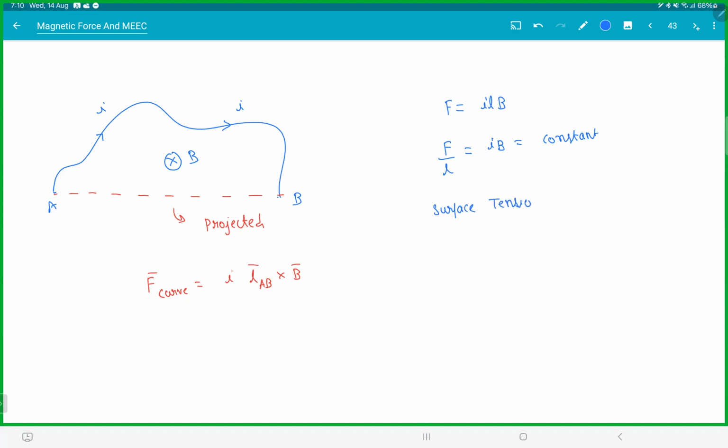Surface tension S is also force per unit length. So technically speaking, the equation doesn't care whether it is surface tension or magnetic force, because magnetic force per unit length is I into B. Current in a wire and magnetic field in the region are constant, so mathematically they will look identical. I hope you're getting this. So this looks like surface tension.